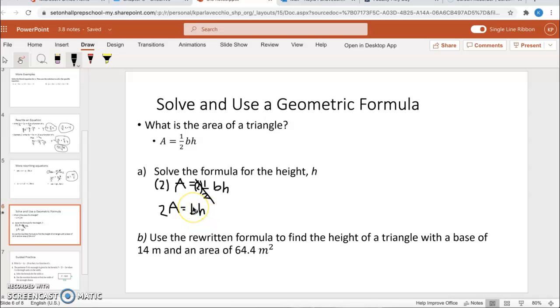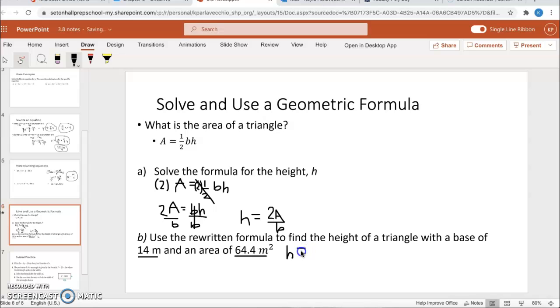To undo this multiplication of b times h, I want to divide both sides by b. And now we have h is equal to 2a over b. And that's how we would solve this equation for the height. Then, because I gave you the new formula for height, you could solve for it when I give you the base and the area by plugging those two values in for the variables. So you don't have to do inverse operations.